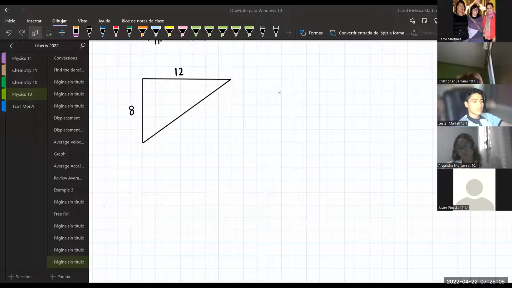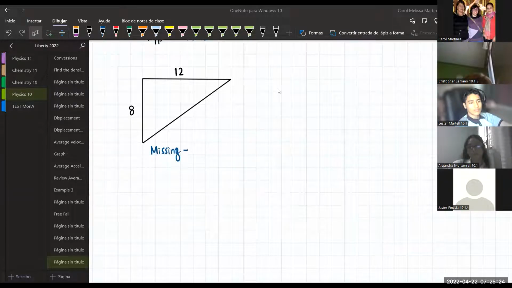From this triangle, what is the missing side? Is that a leg or is that a hypotenuse? Hypotenuse. Okay, so here in this exercise, the missing side is the hypotenuse.